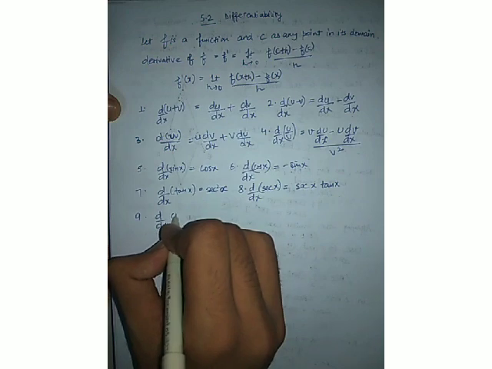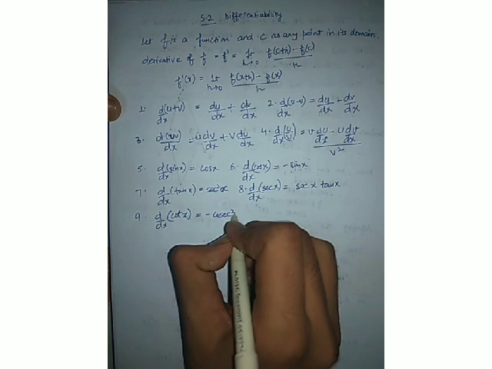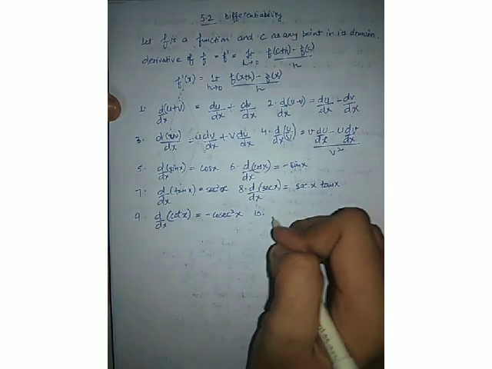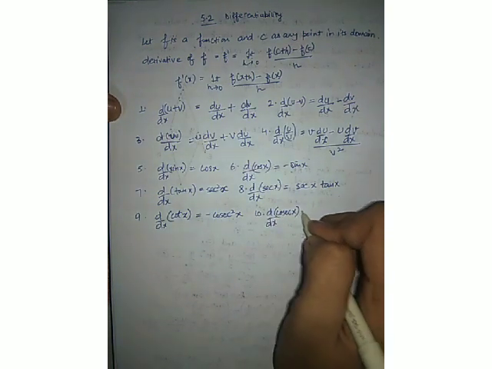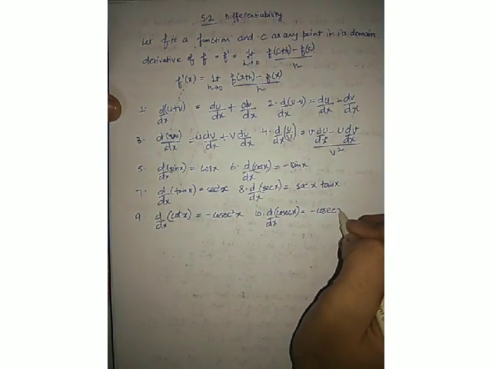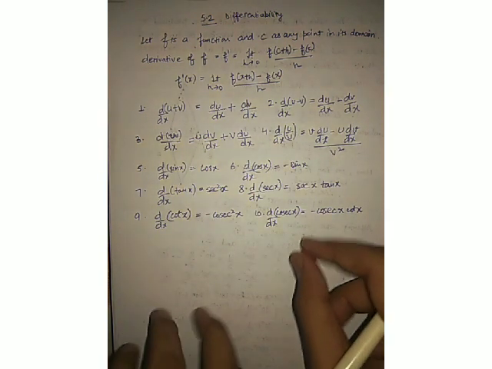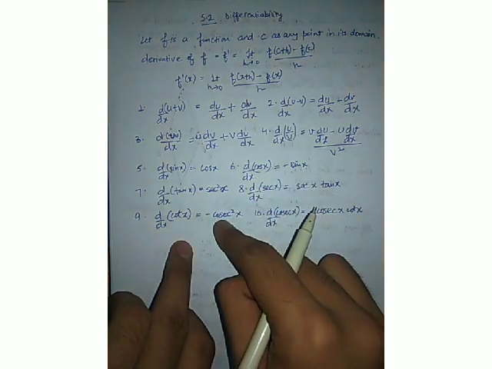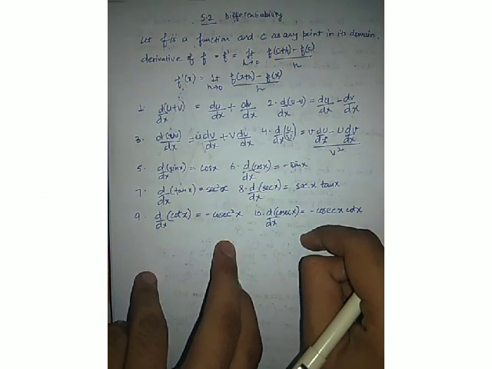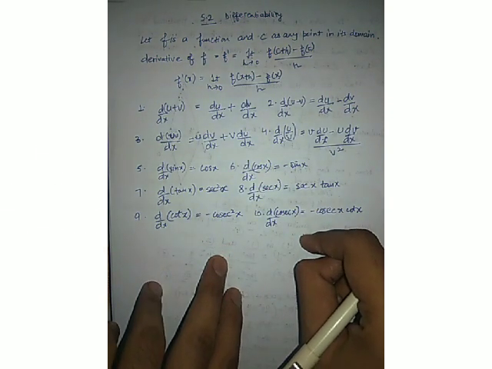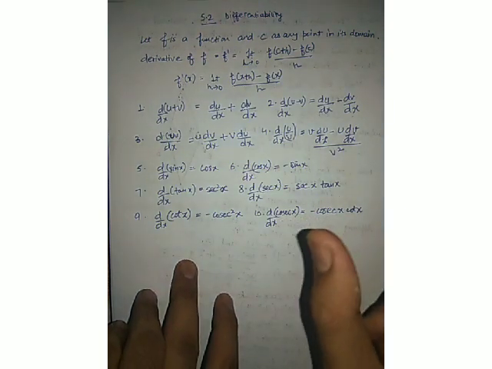When we derive cotangent x with respect to x, we get minus cosecant square x, and when we derive cosecant x with respect to x, we get minus cosecant x cot x. Now these are basic differentiating formulas: when this kind of function is differentiated with respect to x, we will get this, we will get that. Now there is a particular rule which is going to be used in our very first exercise, and it's not mandatory unless you are asked to apply the same rule.